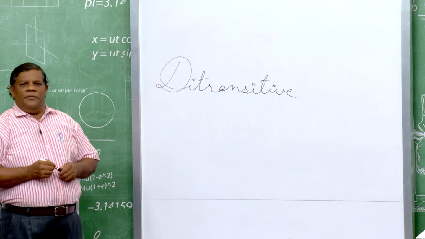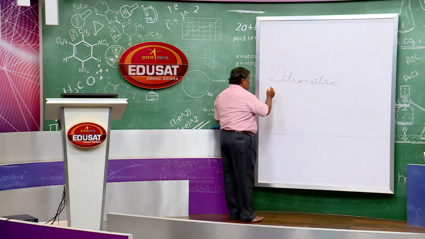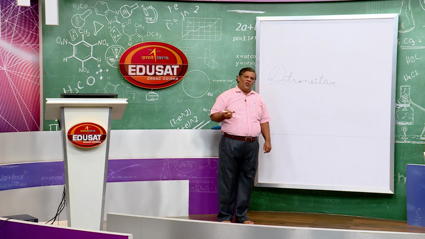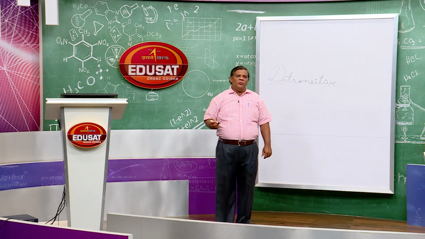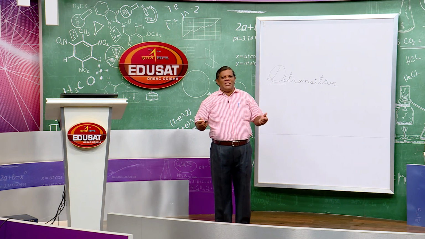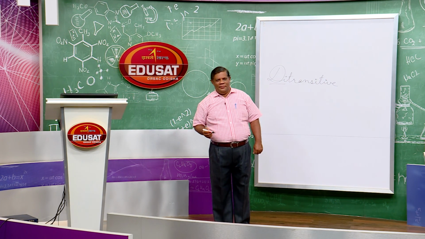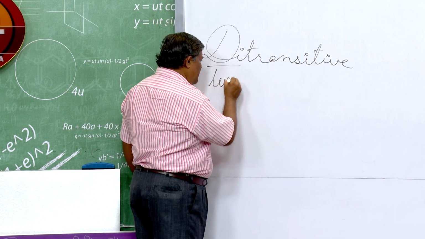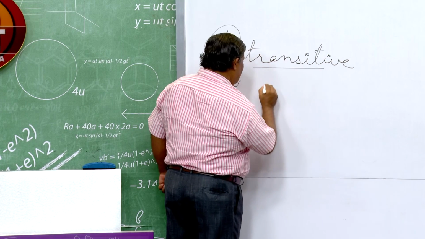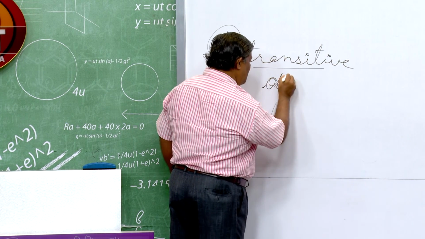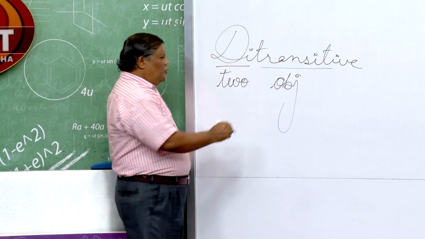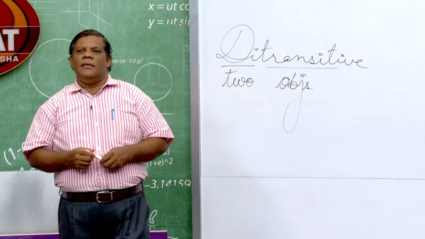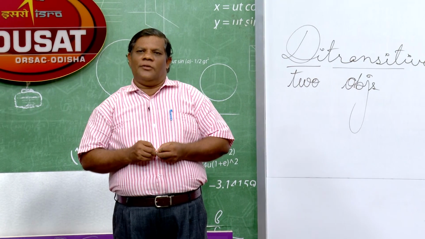What do you mean by ditransitive? You see, di means two. Dialogue: log means speech, di means two. When two people are required for making speech, we call it a dialogue. Di means two, transitive means object. When we have two objects in a sentence, the sentence is called a ditransitive construction.